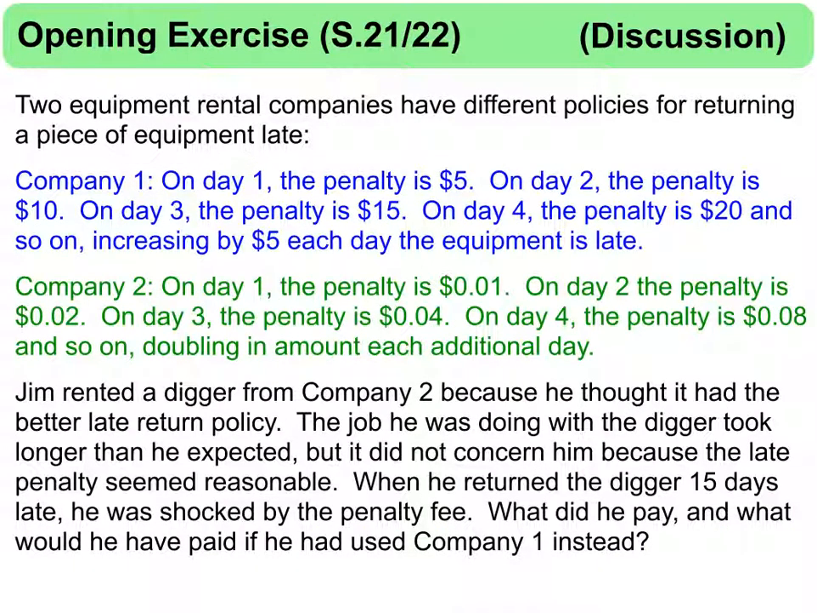So the opening exercise brings up a beginning discussion about two rental companies that rent out equipment for whatever purpose. The two companies are listed here, one in blue, one in green. Company 1 says on day one the penalty is $5. On day two the penalty is $10. On day three the penalty is $15. And on day four the penalty is $20, and so on. It increases by $5 every single day.